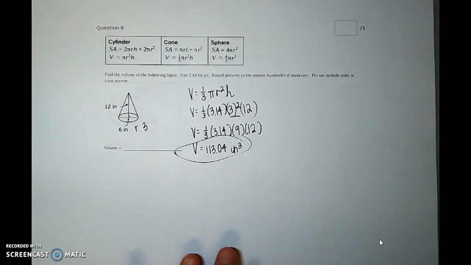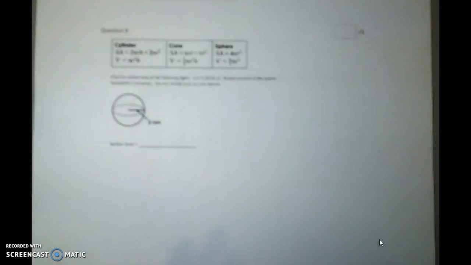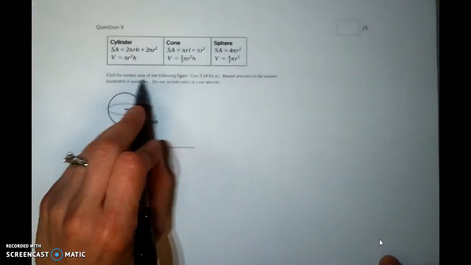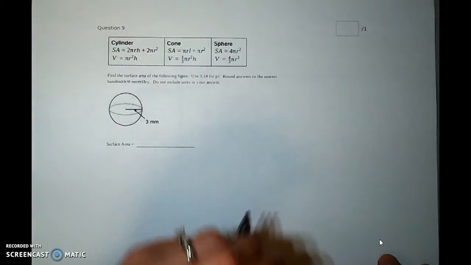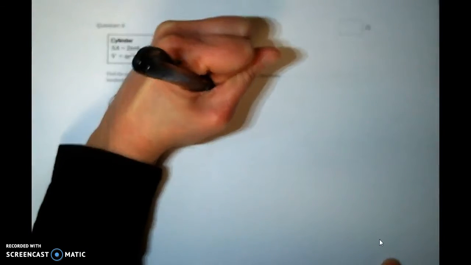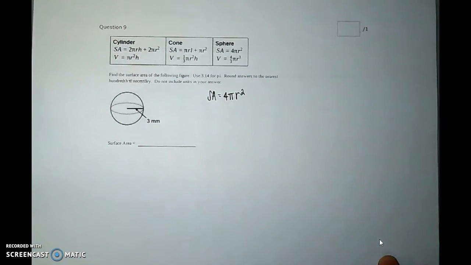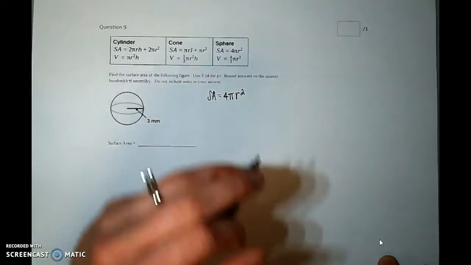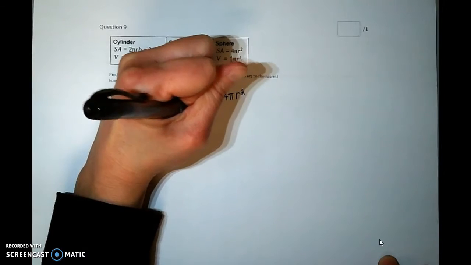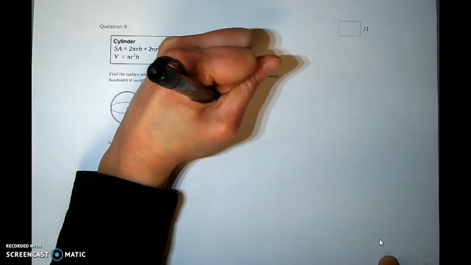So I have 2 more examples, and the 2 examples that we're going to look at have to do with spheres. The first one is finding surface area of a sphere. And surface area of a sphere is a little bit easier than surface area of anything else because there's just not much going on in the formula. So surface area of a sphere is 4 pi r squared. And all I have to do is replace pi with 3.14 and replace r with 3, since r is our radius.